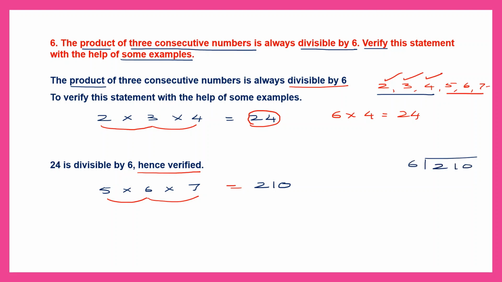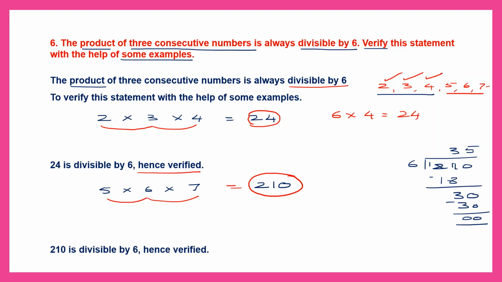6 twos are 12, 6 threes are 18 minus 1, 11. 11 minus 8 is 3. You bring down 0, 30. 6 fives are 30. So minus 0. So we've got 35 and the remainder is 0. That means 210 is also divisible by 6. So let's write that. 210 is divisible by 6. Hence, this is also verified.